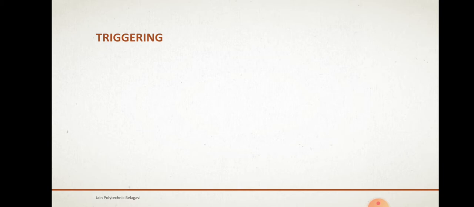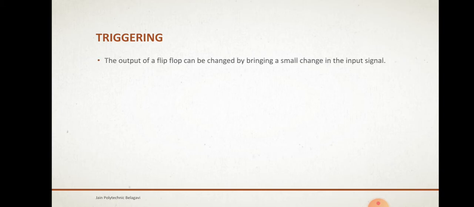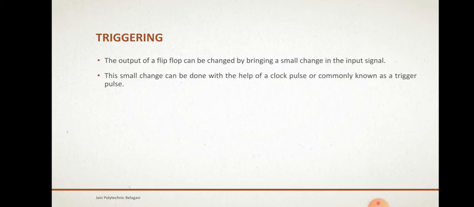So next, what is triggering? The output of the flip-flop can be changed by bringing a small change in the input signal. This small change can be done with the help of a clock pulse, or commonly known as a trigger pulse. We are going to provide the trigger, which means you are going to change the flip-flop's output by making a small change in the input signal by providing the clock pulse. So that is triggering.